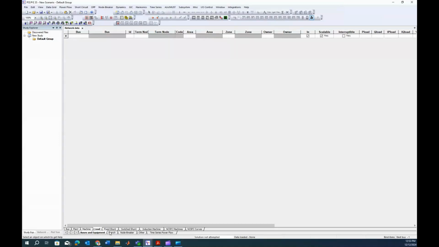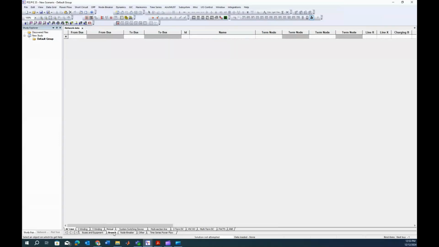Then you will have the next tab that you can see on the bottom, that is Branch. When you are giving branch data, that is lines data, that is where you have AC lines data, and we also have two-winding transformers in our test case. There are two two-winding transformers, so we need to enter that data.